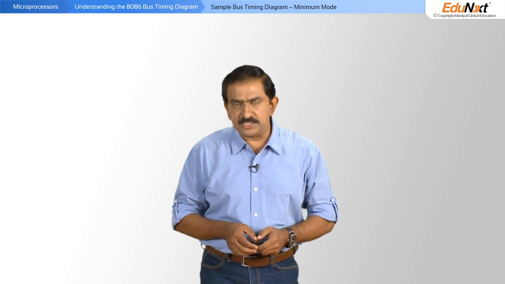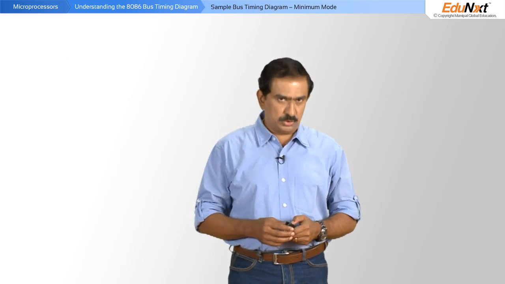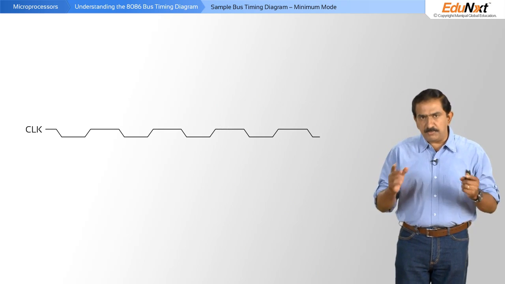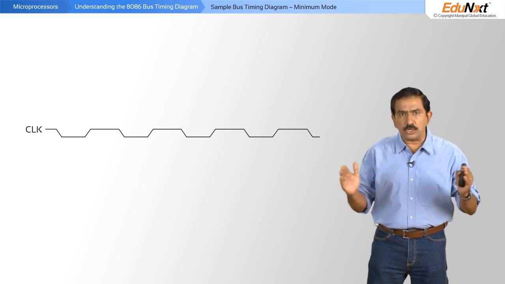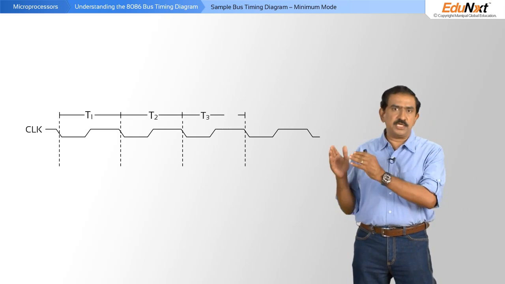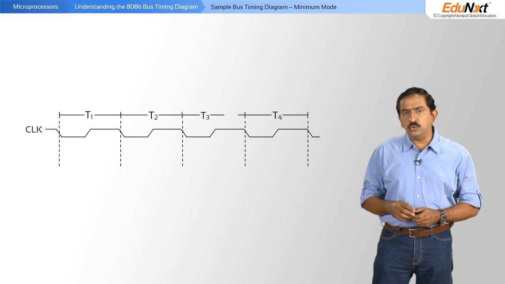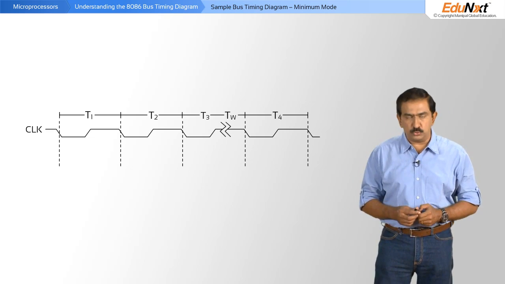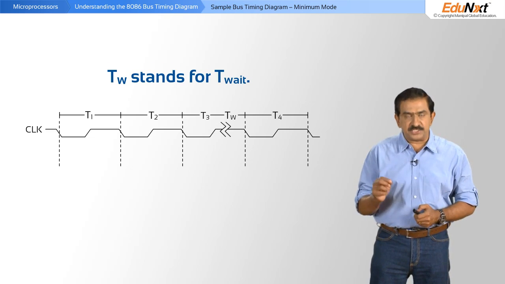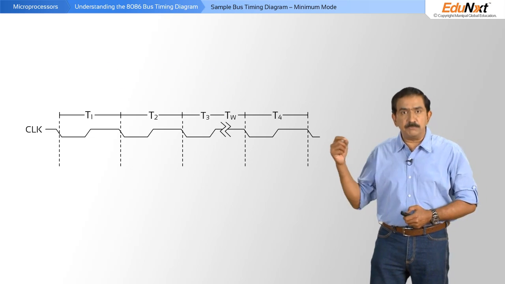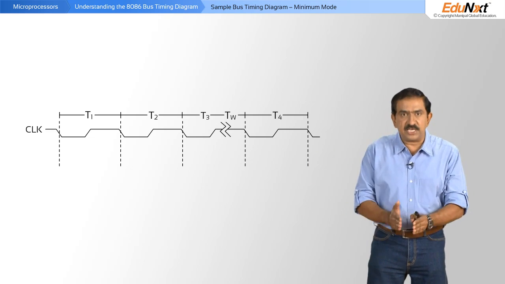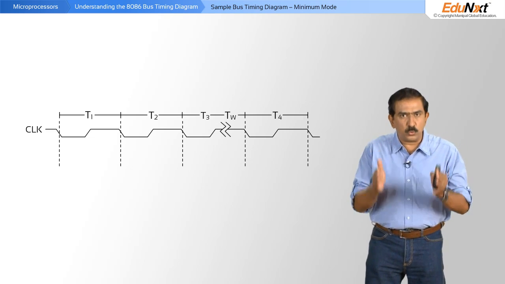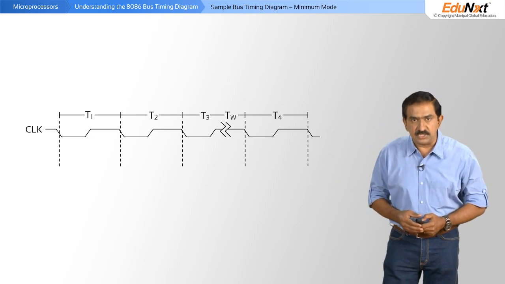So let's now look at a sample bus timing diagram of the 8086 operating in the minimum mode. This is your clock signal. Typically for the 8086, every instruction runs across 4 clock signals: T1, T2, T3 and T4. In addition, you will notice something called TW. TW stands for T wait, and in certain operations, when the peripheral device is slow, it will automatically introduce a wait state such that the processor is forced to wait till the peripheral device becomes ready.